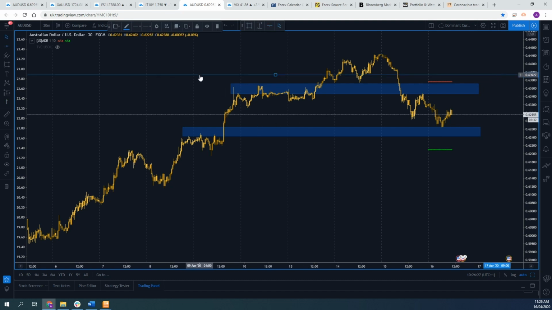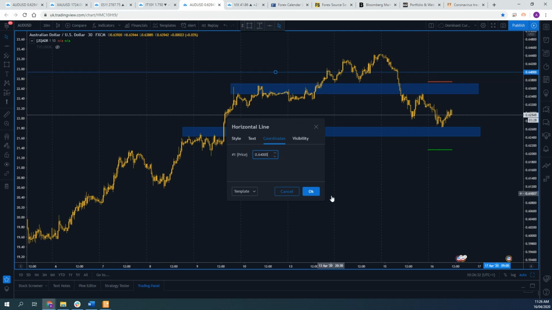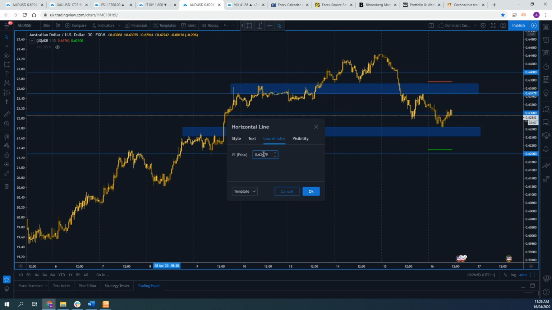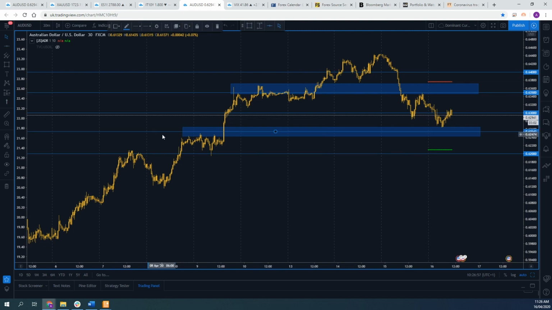So let's take the 64 handle. So let's put in the 64 handle there. Let's rather put in the round numbers first. Let's put in 63. We can also put in 62. And then apart from that, we can also put in the mid level. So let's take that one, 63.50. And we can also put in 62.50. Let's just put that one in as well.